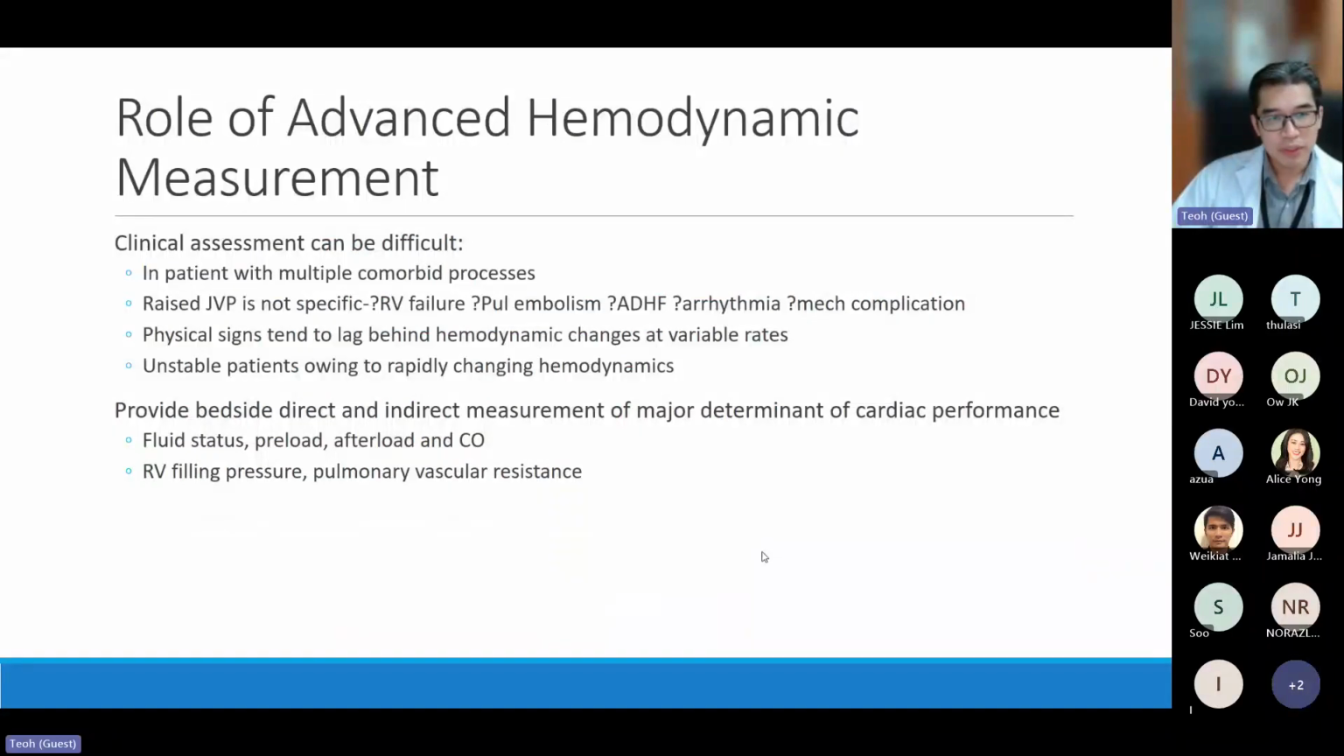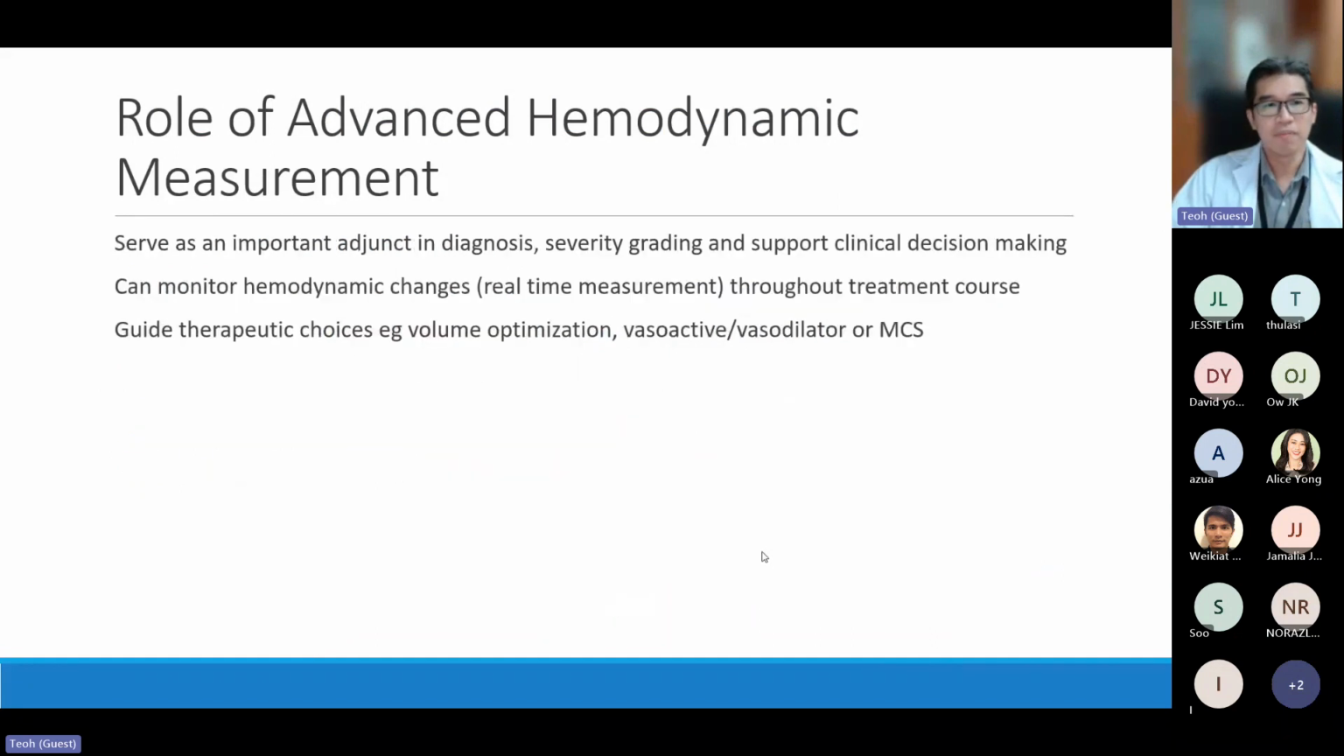So advanced hemodynamic measurements can provide bedside direct and indirect measurement of all the major determinants of cardiac performance. It's more accurate than your physical examination because it can tell you the fluid status, the preload and afterload of the right or left ventricle. It can also tell you the cardiac output. And for those patients who have isolated right ventricular failure, even pulmonary hypertension, I think you have no choice but to do the invasive Swan-Ganz catheter to get their RV filling pressure and also to calculate the pulmonary vascular resistance.